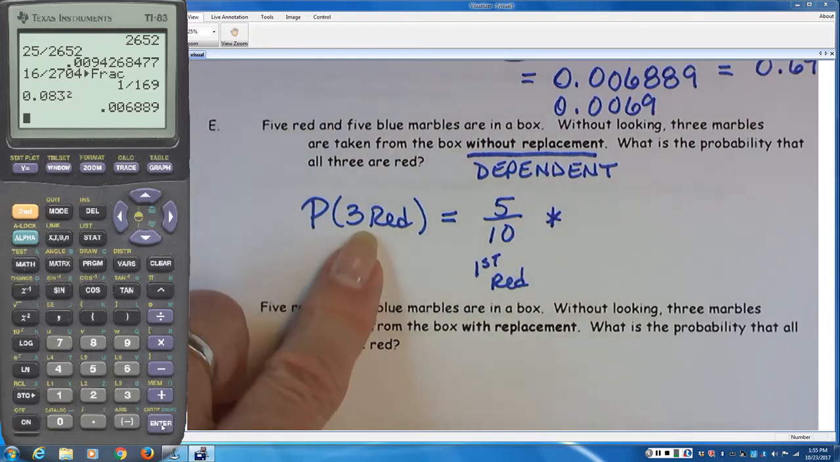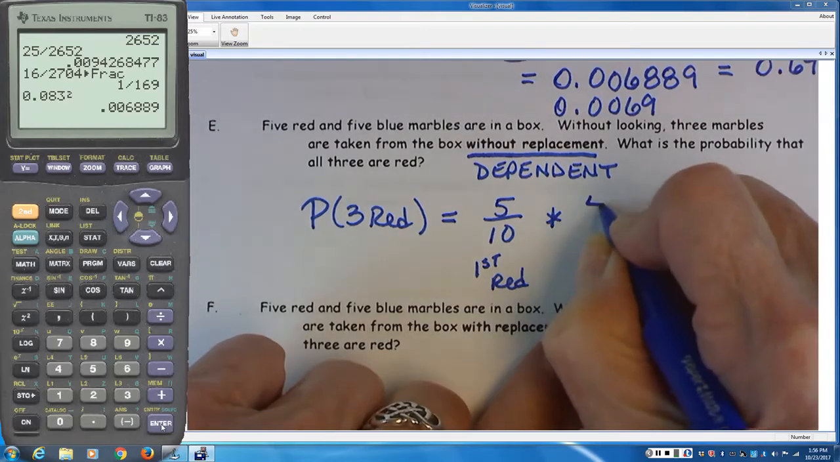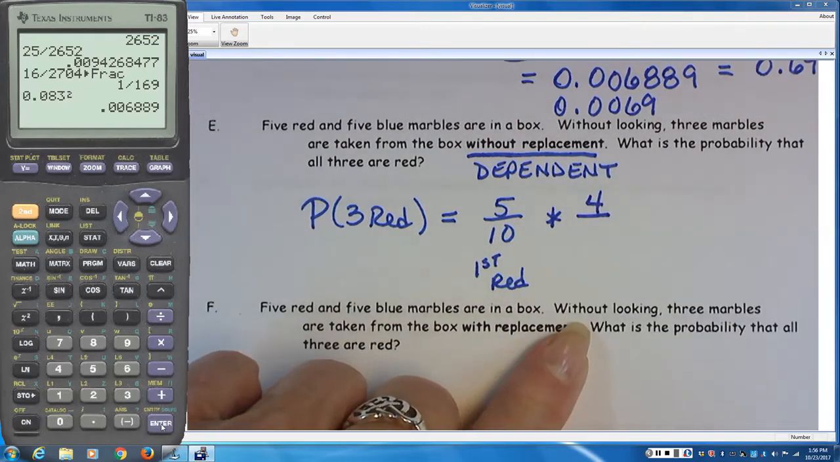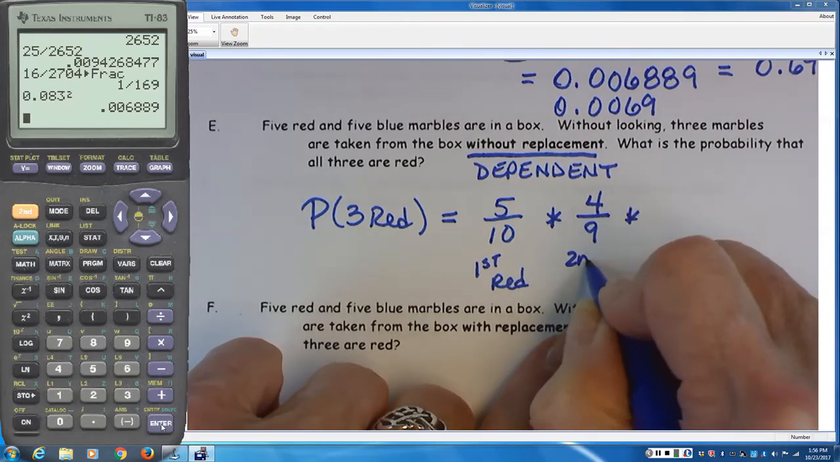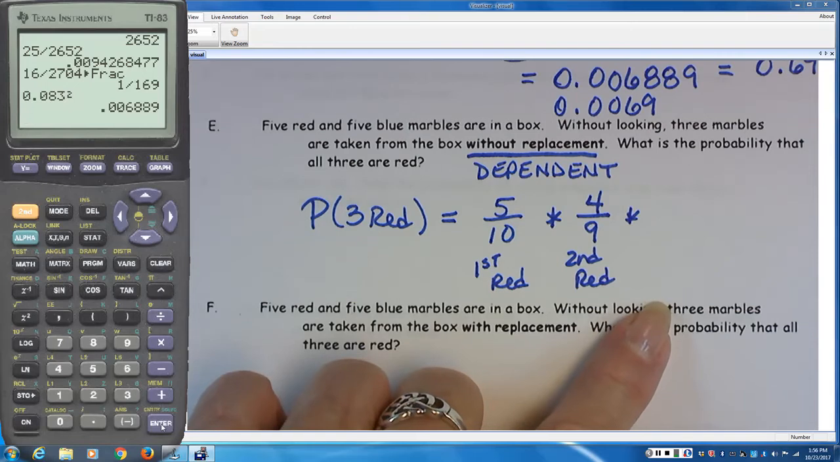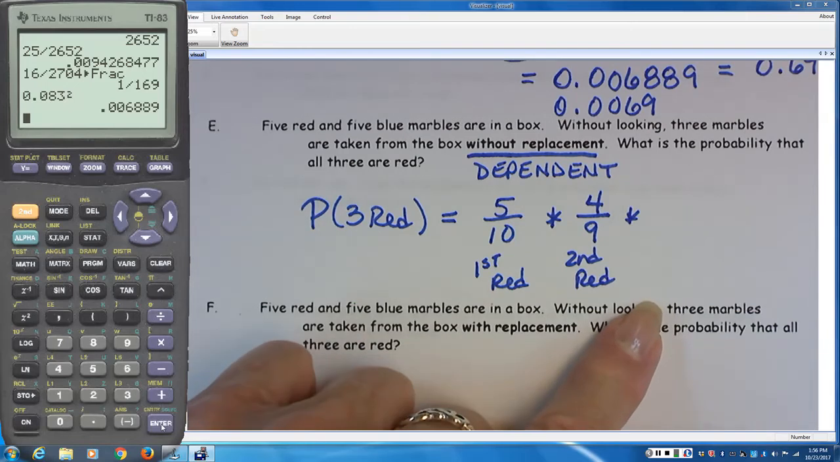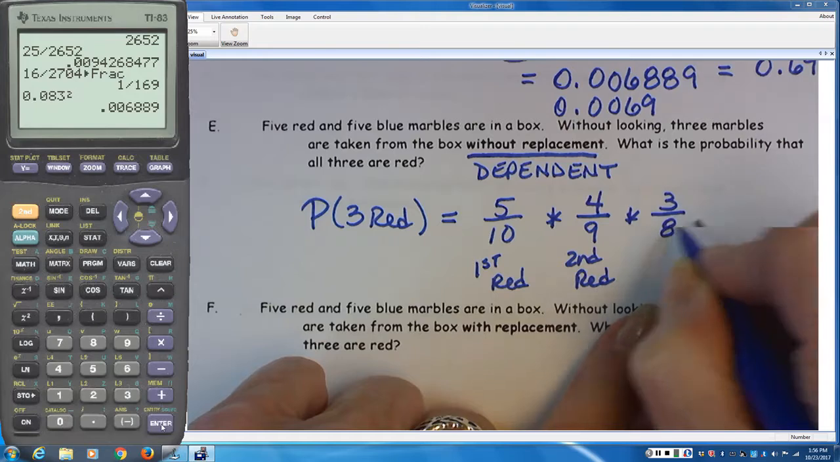Now the probability the second one's red is influenced by whether or not the first one was red. So if the first one was red, how many red marbles do I have left? How many left in the box? Okay. Now I gotta get the third one. What's the probability the third one's red? 3 out of the 8 that are in the box.